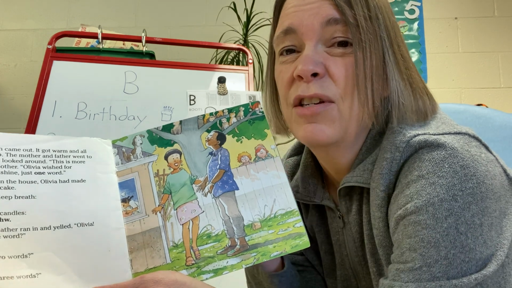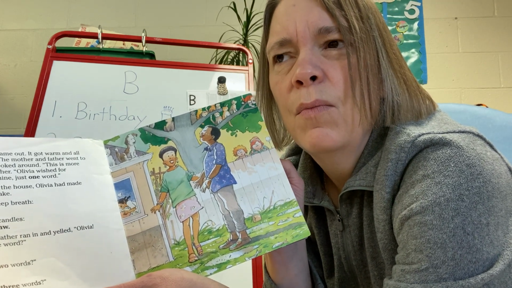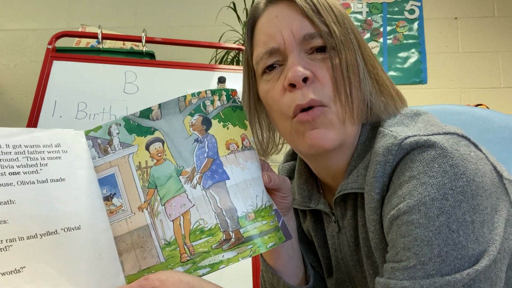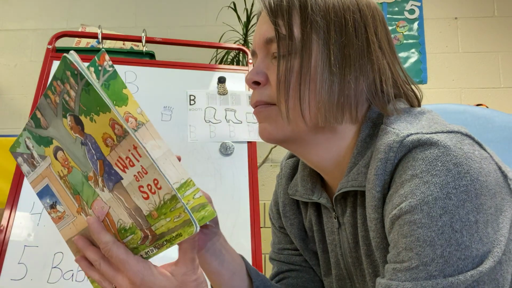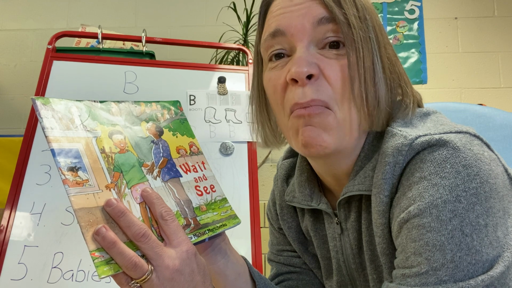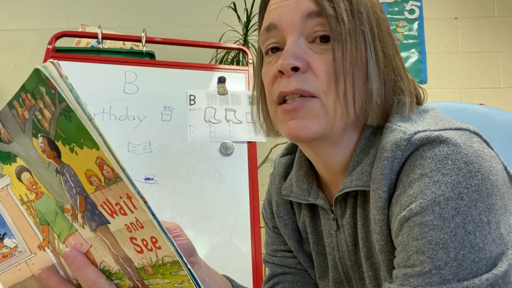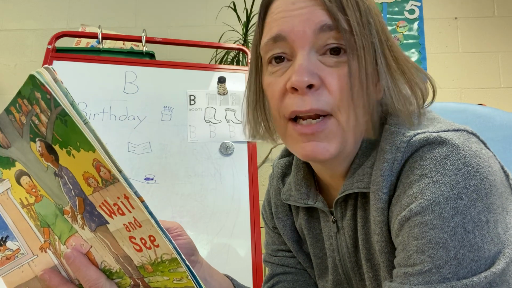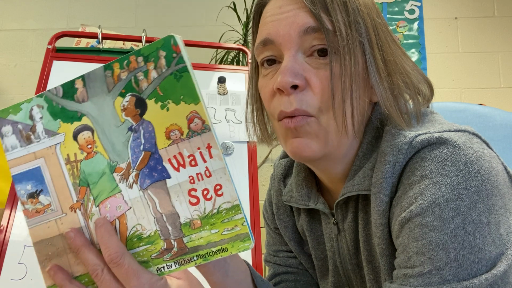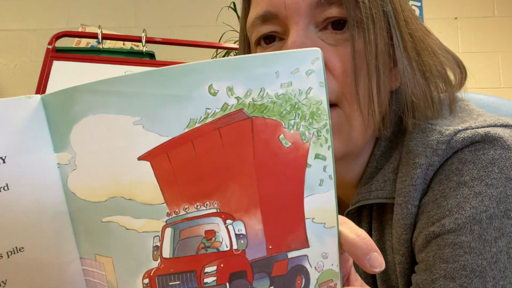What do you think she wished for? She already had snow and rain, and then the sun cleared everything up. Do you think she'll wish for more weather? Well, said Olivia, I wished for money. Now look, said her father. Money is very hard stuff to get. You can't just wish for money like that. It's not going to work. Olivia said, "Wait and see what is in that truck."